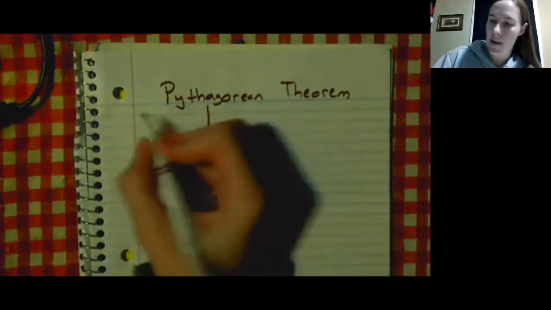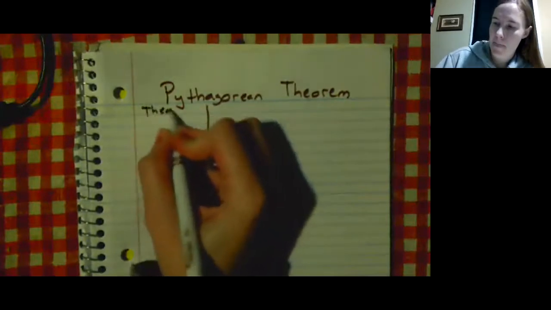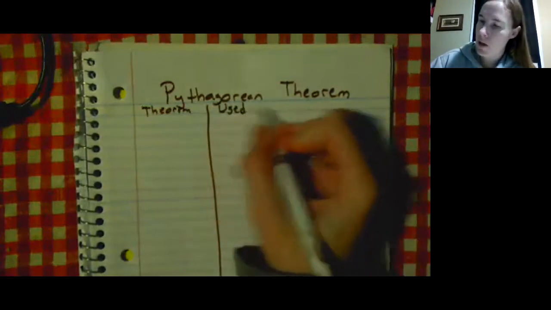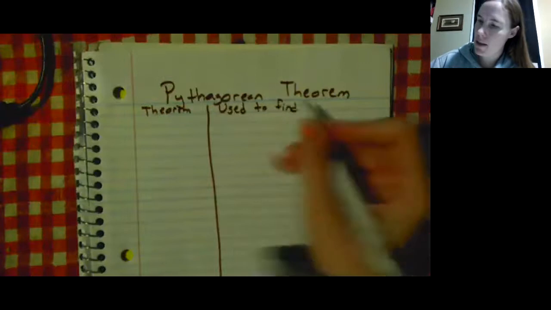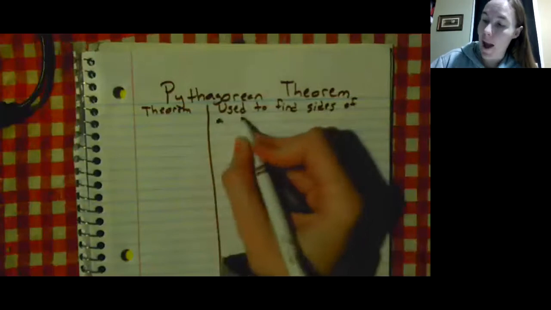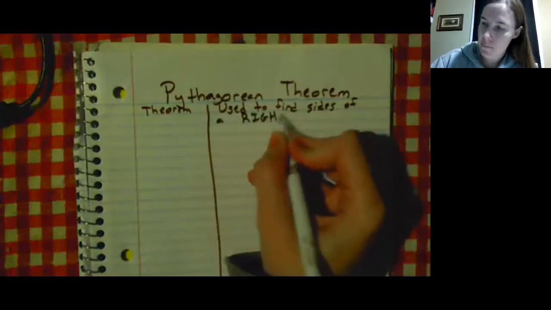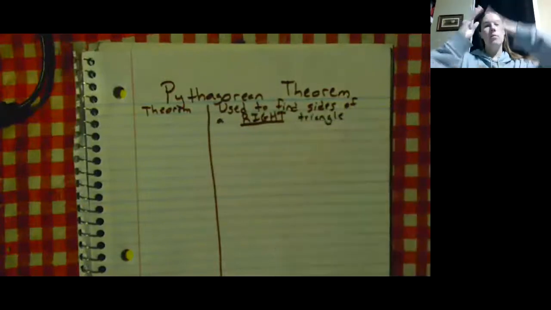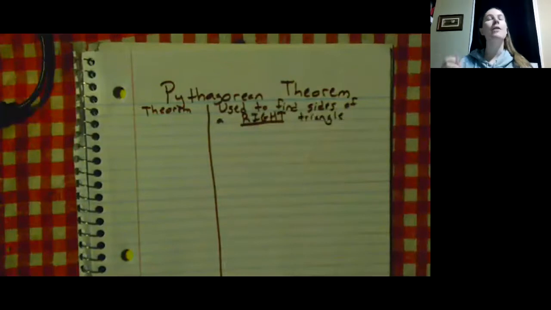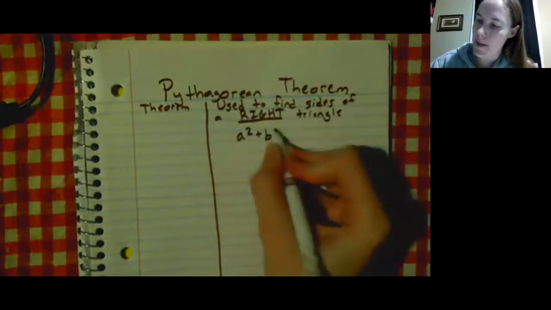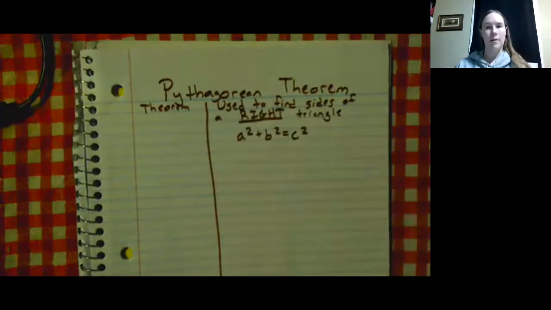So what this theorem says is it is used to find sides of a right triangle. So just like we saw, we're moving that around, we can only use this with the right triangle. And the formula that comes with this is a squared plus b squared equals c squared.